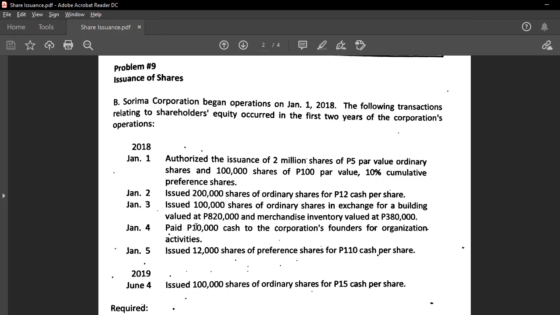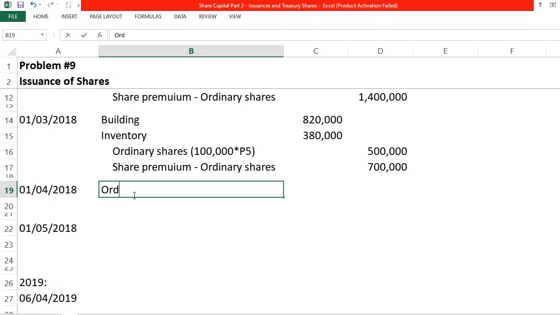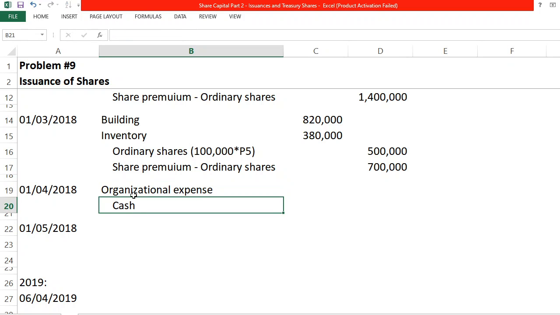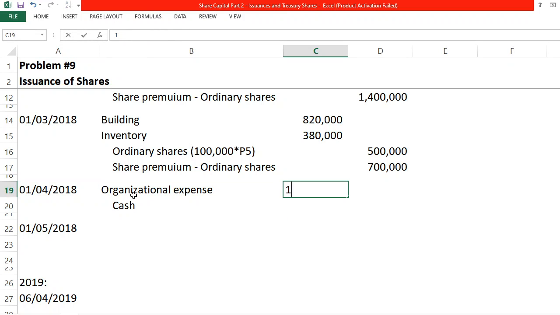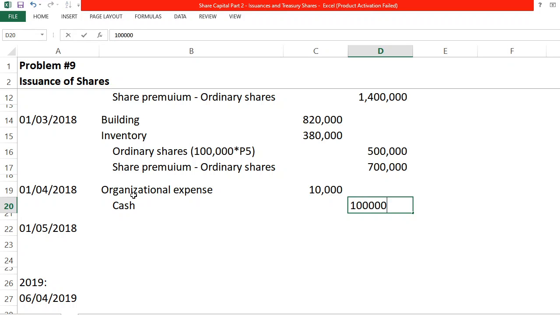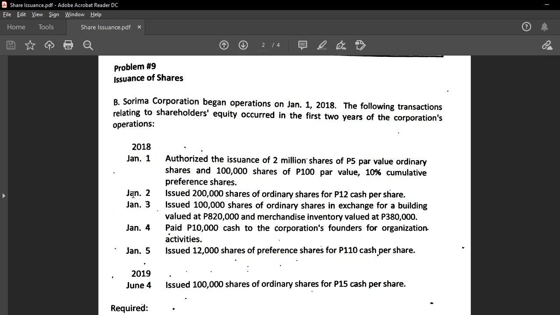Now, on January 4, you paid 10,000 cash to the corporation's founders. Unsa gani ato ang i-record basta ang expense is in line with the moment na gi-form pa lang ang corporation. Okay? Expenses incurred upon formation of the corporation will go to our organizational expense, which is an expense. And we paid, according to the problem, 10,000 cash.